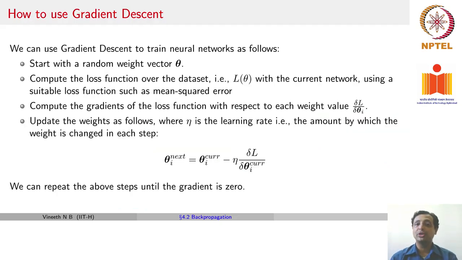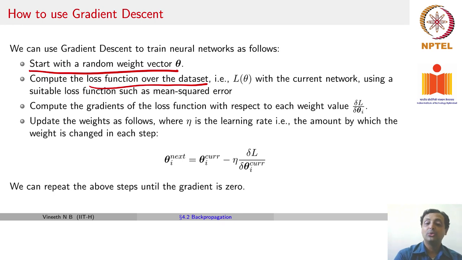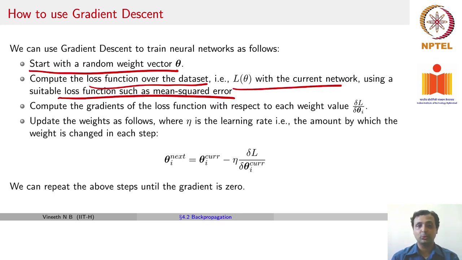Let's now try to see how you actually use gradient descent in practice to train neural networks or to train any other function for that matter. For neural networks in particular, we start with a random weight vector theta. You compute the loss function over the data set. So you have a training data set. You take L of theta with the current network using a suitable loss function such as mean square error. You could have other loss functions, and we'll see many of them over this course. But at this point, let's take one of the simplest, which is the mean square error.